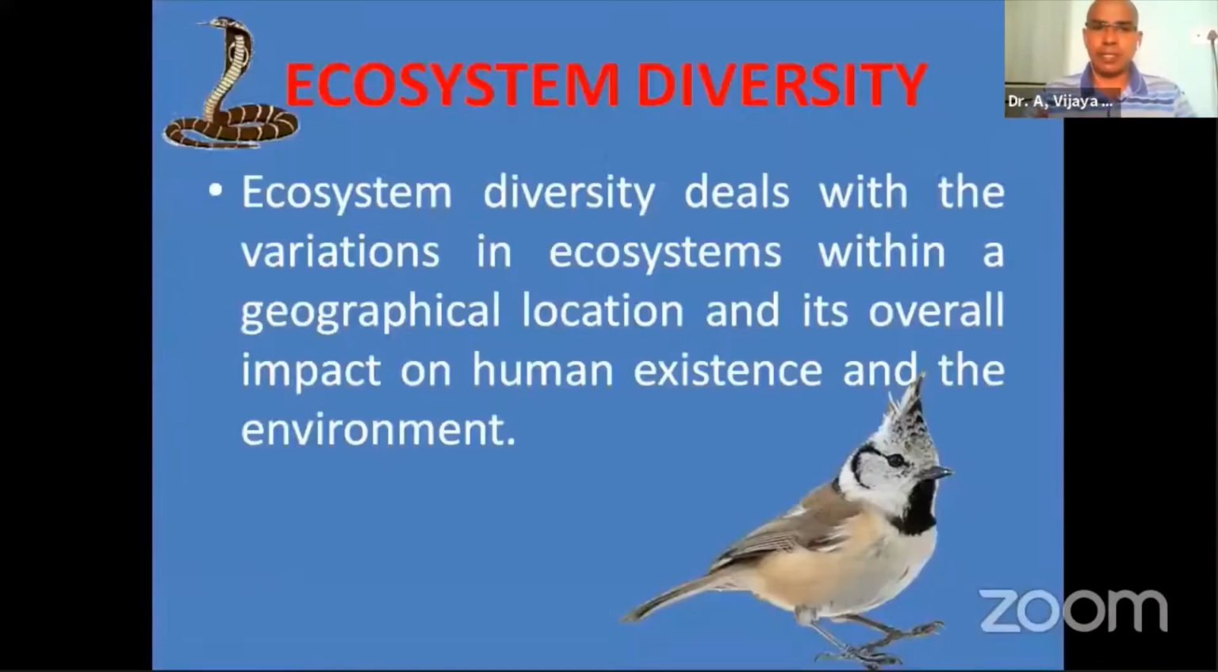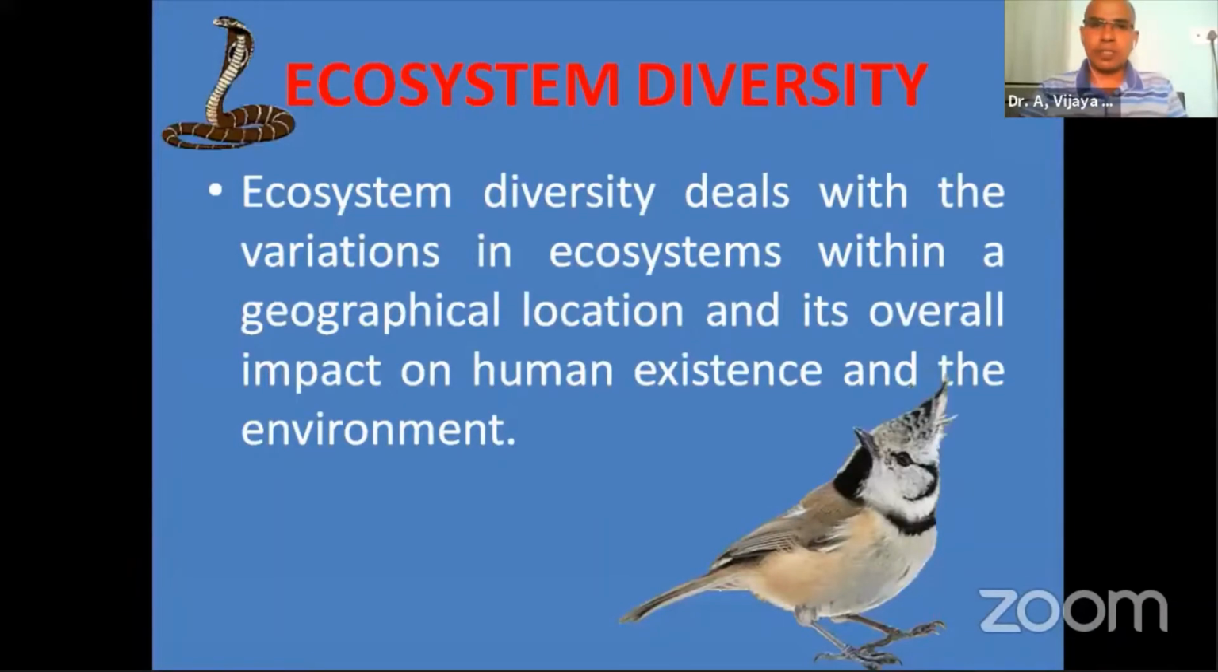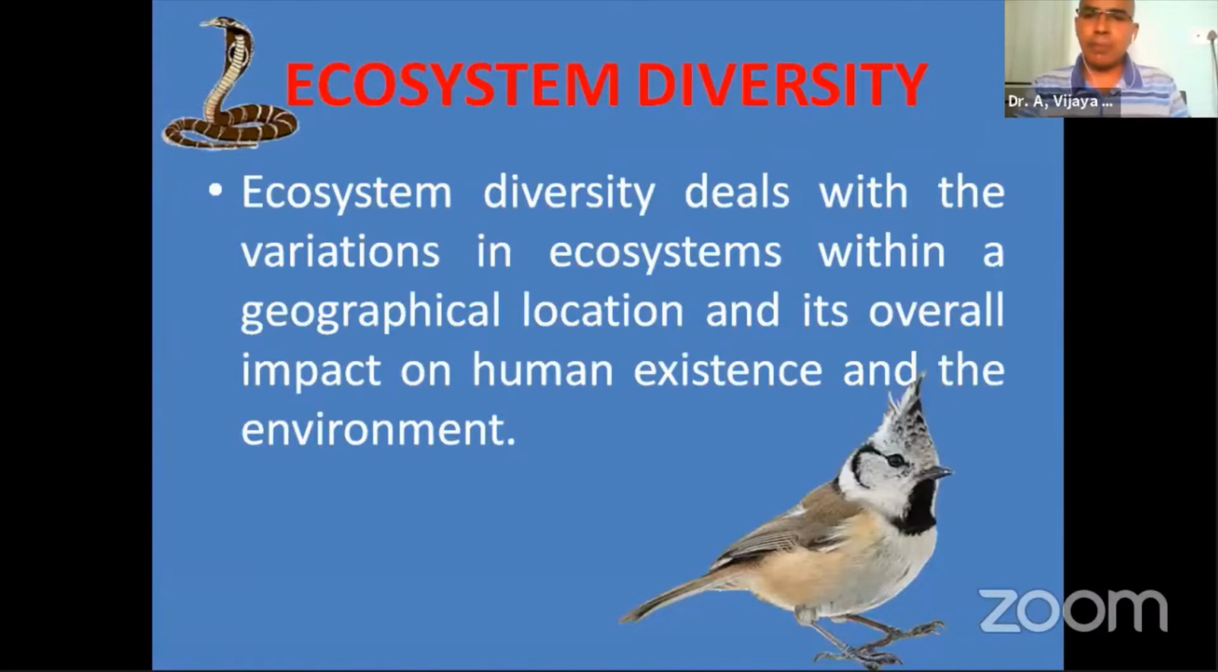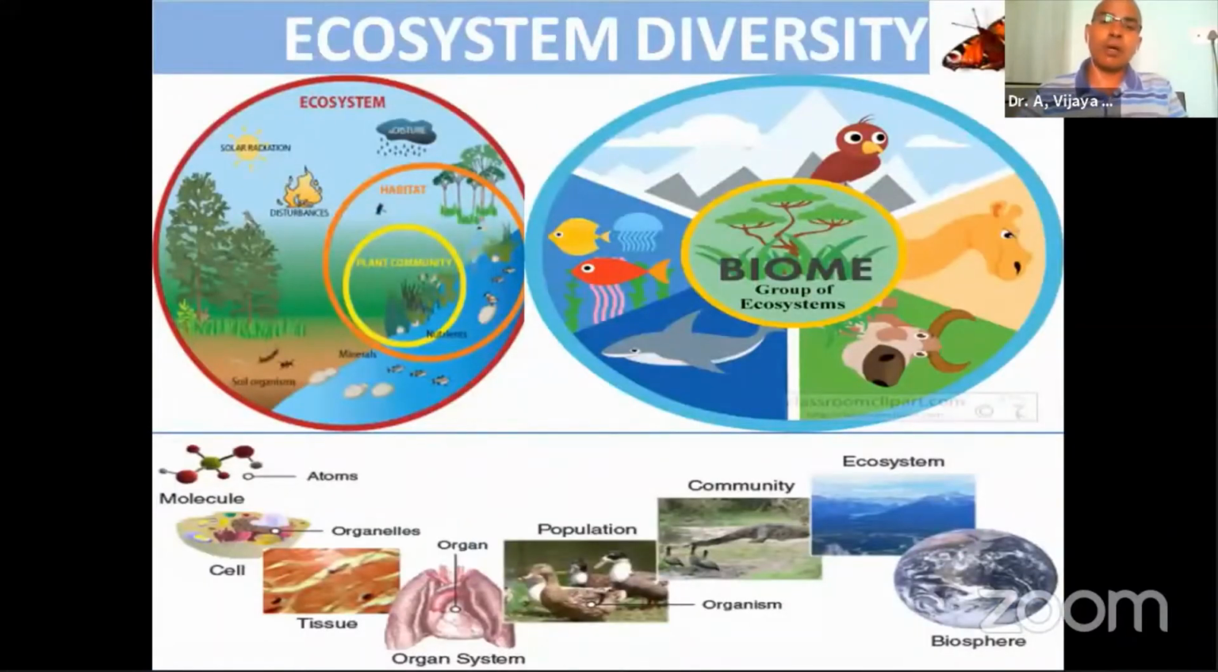And the next important thing is ecosystem diversity. Ecosystem diversity deals with the variations in an ecosystem within a geographical location, and its overall impact on human existence and the environment. There are different types of ecosystems: mountain ecosystem, desert ecosystem, grassland ecosystem, marine water ecosystem, freshwater ecosystem. Like this, there are many ecosystems existing on the earth, and each supports a unique type of species. Of course, they have their own adaptations, with which they are surviving in the particular ecosystems.